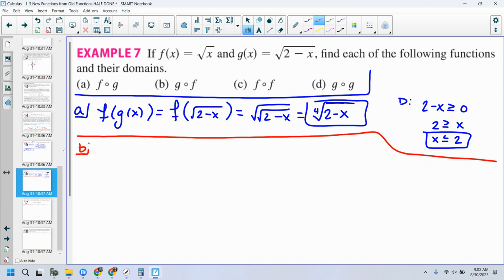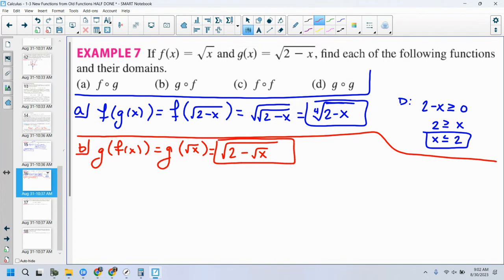Let's take B. G of f. Okay. So that's g of f of x, which is g of, what is f of x? F of x is just radical x. So now radical x goes in to g. So it was 2 minus x, so it's now 2 minus radical x. There's actually nothing we can do to that. There's nothing that we can do to reduce that.